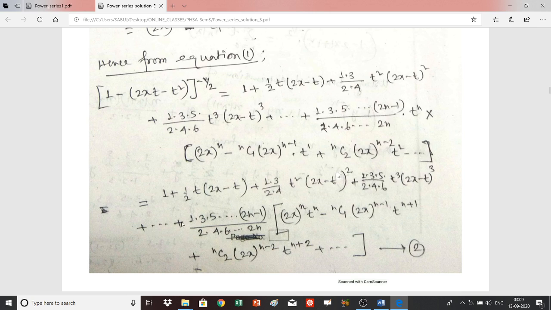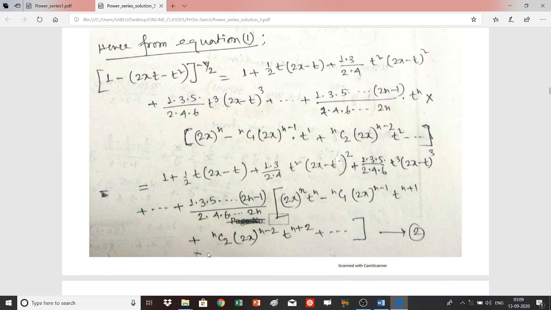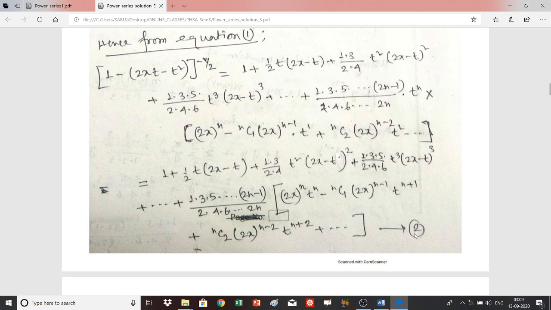And the last term, I have written here 1 into 3 into 5, 2n minus 1 by 2 into 4 into 6, etc. 2n, into t to the power n, I just multiply t to the power n to all these terms. So here 2x to the power n into t to the power n minus nC1 2x to the power n minus 1, t to the power n is here and here is t to the power 1, so it will be t to the power n plus 1, and the term after that is nC2 2x to the power n minus 2, here t square and here t to the power n, so t to the power n plus 2, and all other terms. I have written it as equation number 2.